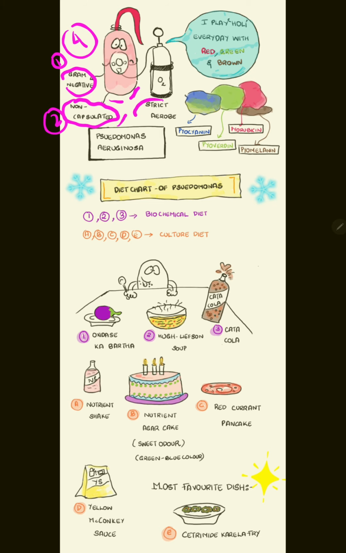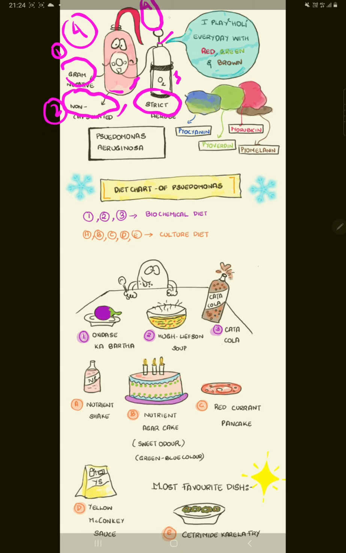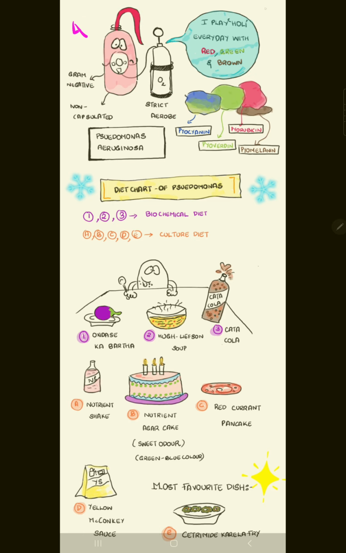The third point is it being a strict aerobe. So that's suggested by the fact that there's an oxygen mask that is connected to the face mask, which is connected to an oxygen cylinder. The fourth point, the basic point regarding its morphology, is that it's a motile organism with the flagella there. So those are four basic morphological features of Pseudomonas aeruginosa.